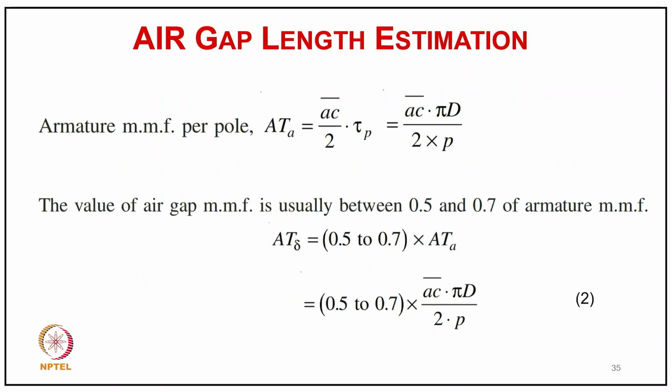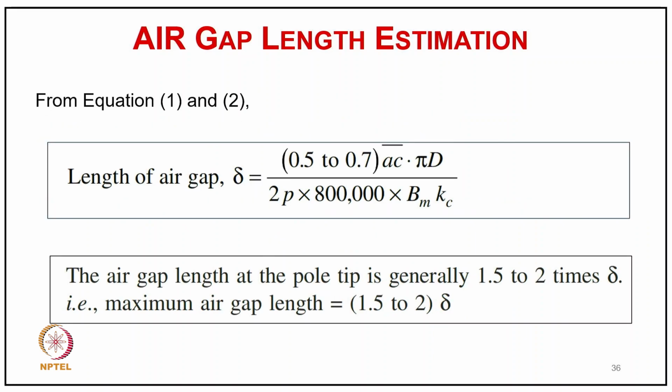The MMF per pole will be ATa, that is ac tau p by 2 or ac pi d upon 2p. So the value of air gap MMF is usually between 0.5 and 0.7 of armature MMF, or you can call it ATg will be equal to 0.5 to 0.7 into ATa, and that is equal to 0.5 to 0.7 into ac into pi d by 2p. So from these equations, the length of air gap will be equal to 0.5 to 0.7 ac pi d upon 2p into 800,000 Bm Kc. The air gap length at the pole tip is generally 1.5 to 2 times the minimum air gap length. So the maximum air gap length will be 1.5 to 2 times delta.